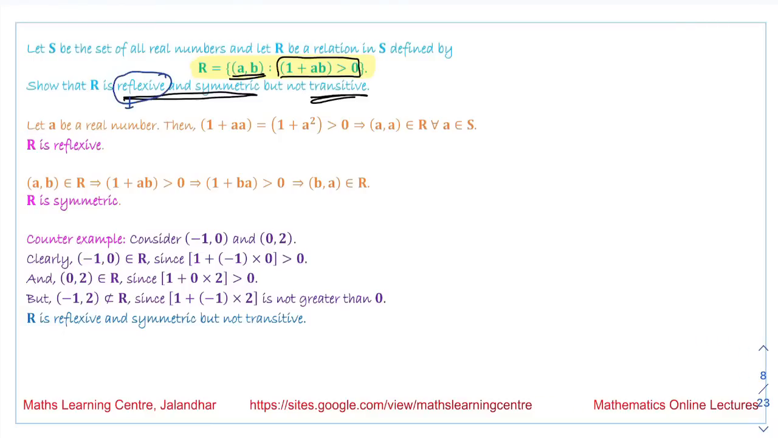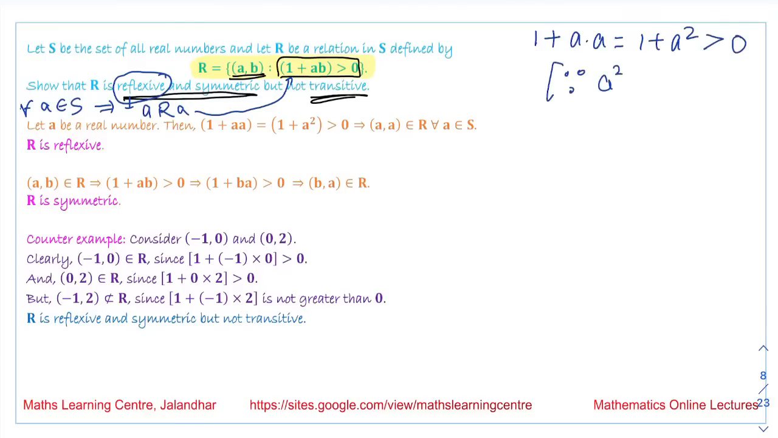By the definition of reflexive, we have to choose any element A from S. We are saying for all A belongs to S, we have to prove that A is related to A. It means it satisfies this condition. So if we look at this condition, it becomes 1 plus A into A, which is equal to 1 plus A square, and this is always greater than 0 because A square is greater than or equal to 0. So 1 plus A square is always greater than 0 for all A belongs to the set of real numbers.